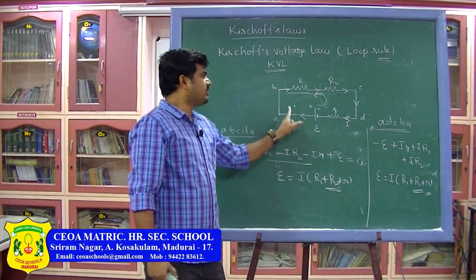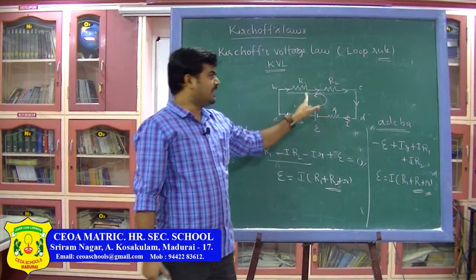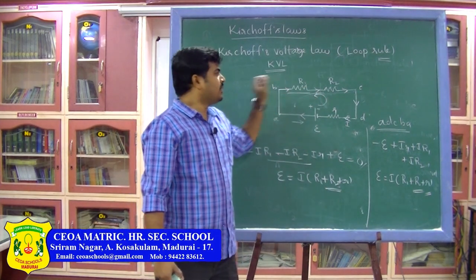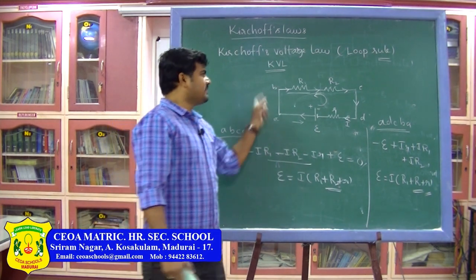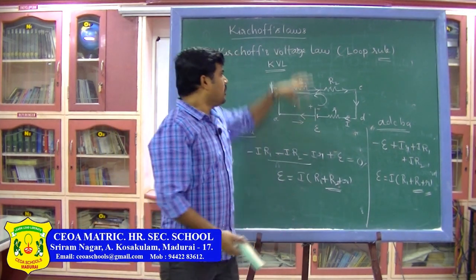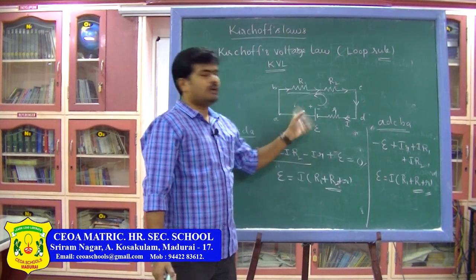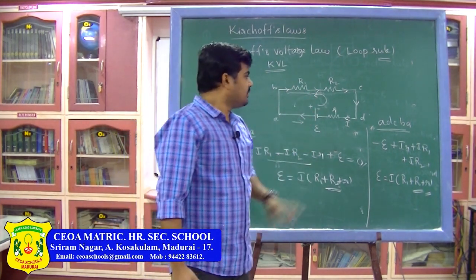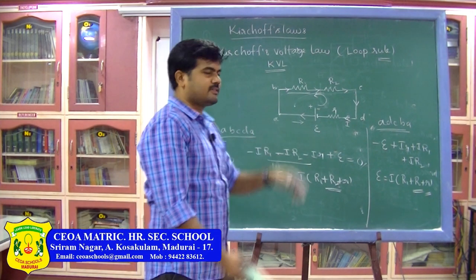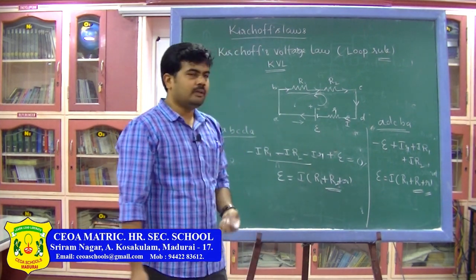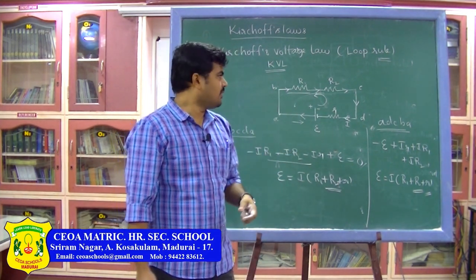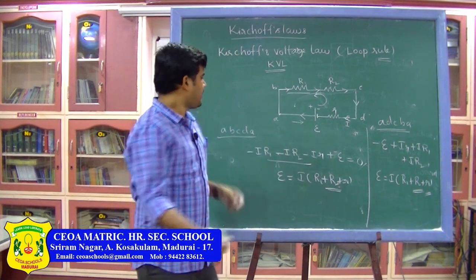So, here you can select the loop either clockwise or anti-clockwise, but you have to be very careful with the sign conventions for the potential drops and EMFs in the given loop. So, this is a simple loop. Now, let us take a loop with two cells, and then let us see how to write the loop equations.